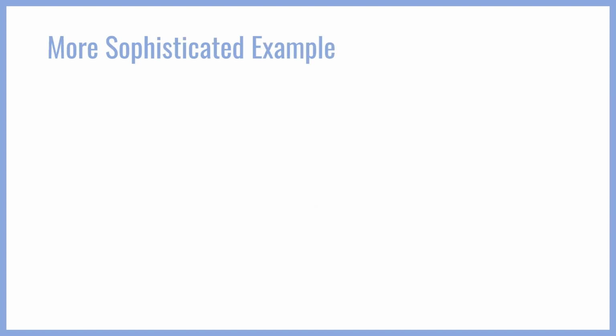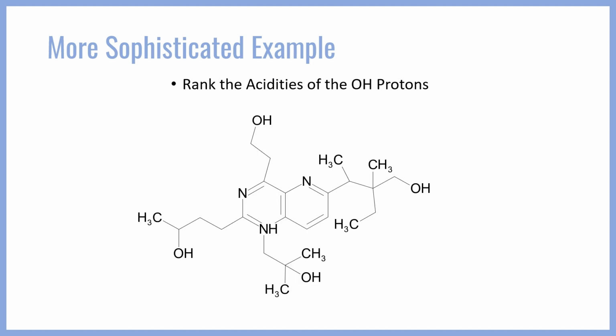Finally, I want to look at a little bit more of a sophisticated example, which seems a little bit daunting from a superficial glance, but it's really not that complicated. We want to rank the acidities of the 4 OH protons in this molecule. I totally made up this molecule. This is not a real molecule. But we want to rank the OH protons, which are here, here, here, and here. So this is going to be in liquid phase. Let's say we're trying to dissolve this in water or some other solvent.